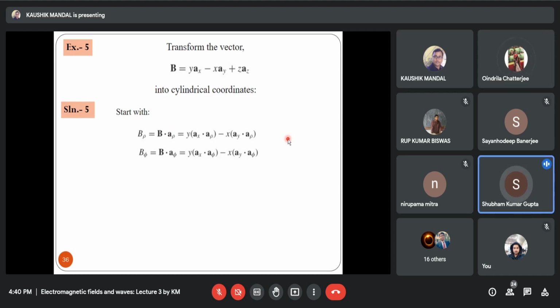Z is same in both the coordinates. Rho, phi, z are orthogonal to each other, so the dot product will be zero. That's why we are not considering the z component or the dot product of a rho with the z. Similarly, we are again considering the b phi, that is b dot a rho, a phi: b dot a phi, ax dot a phi, ay dot a phi. Once again, we are not considering the dot product between the a phi and az.